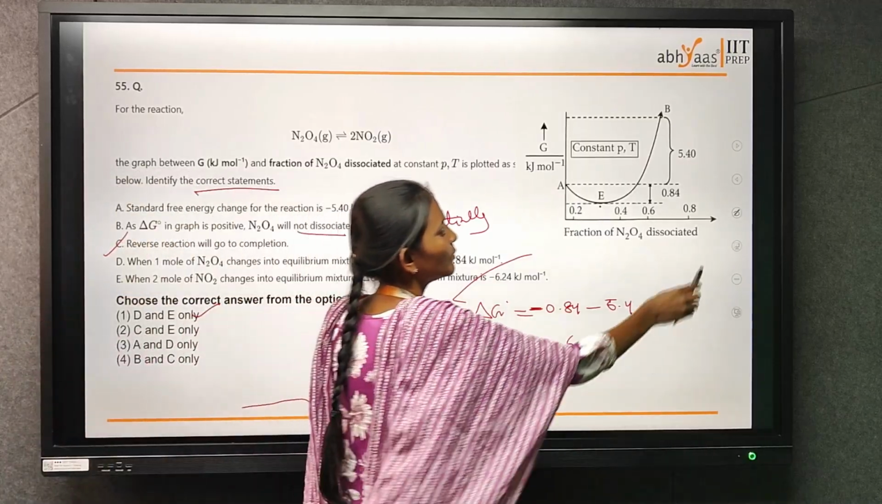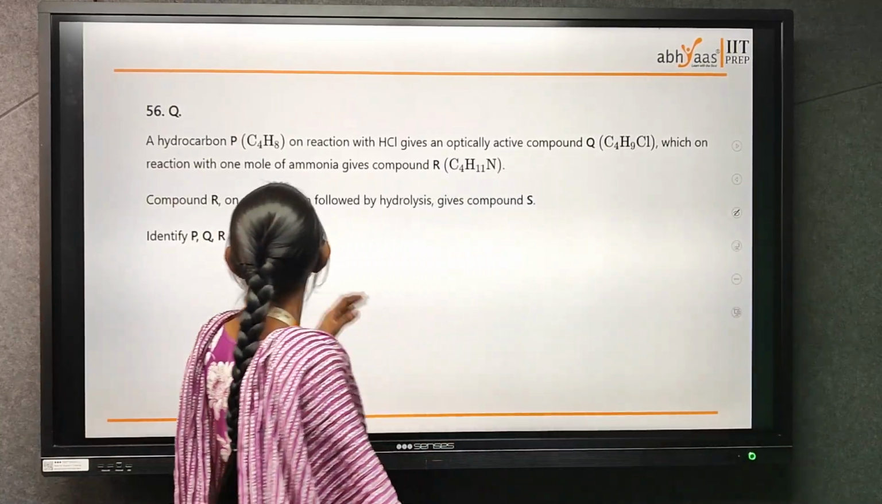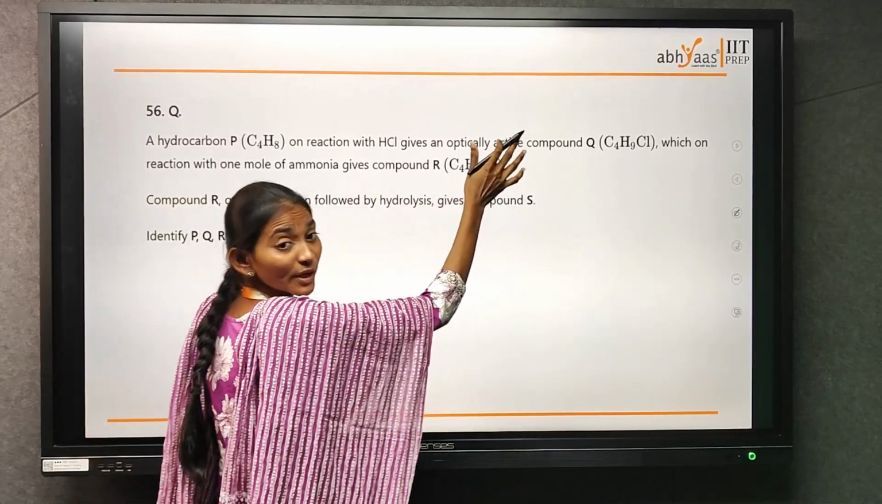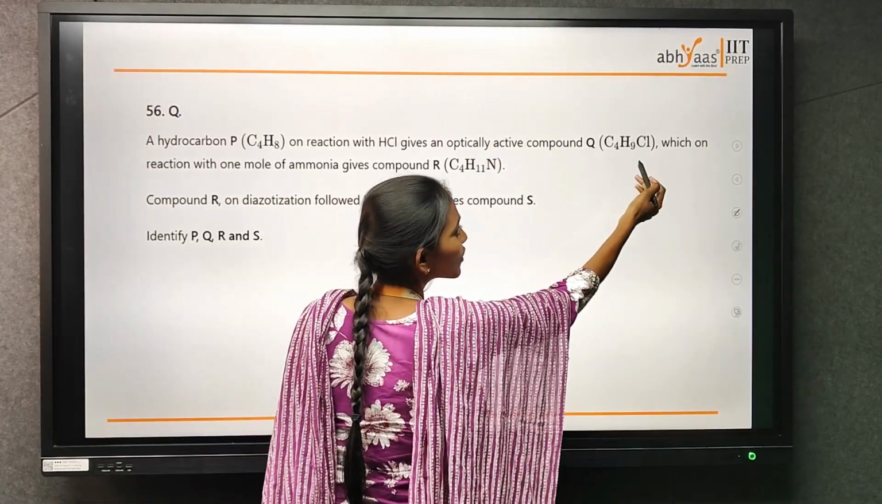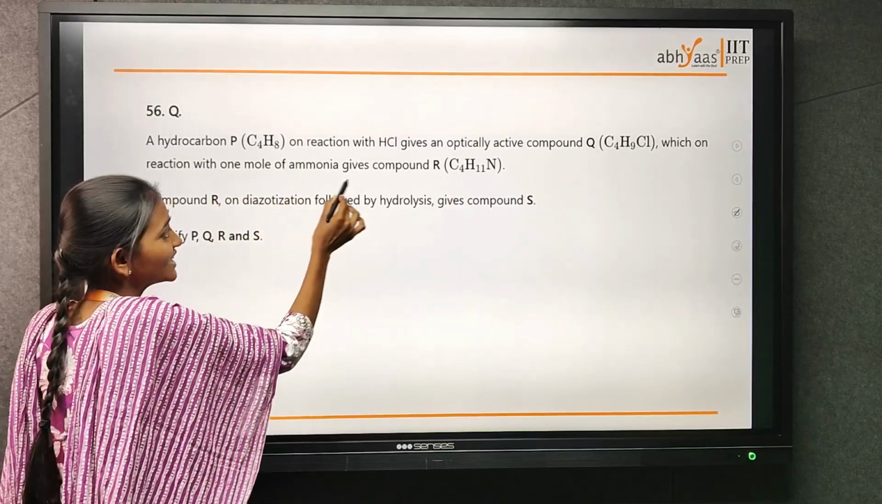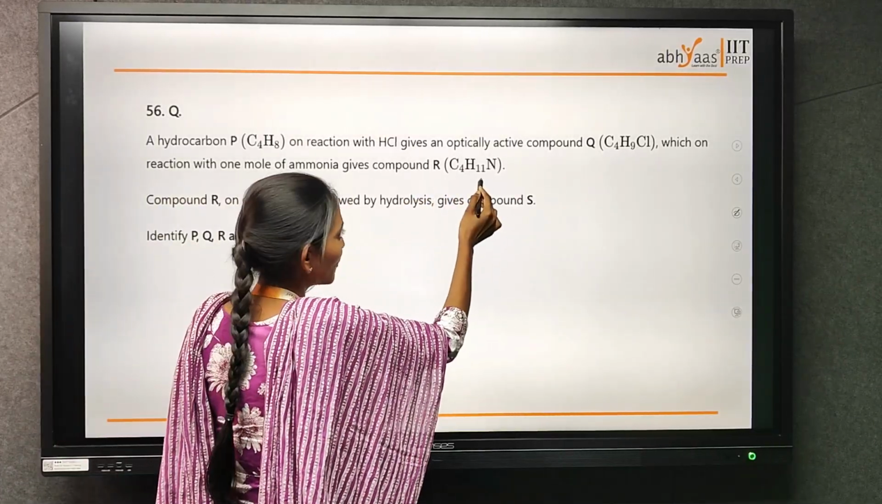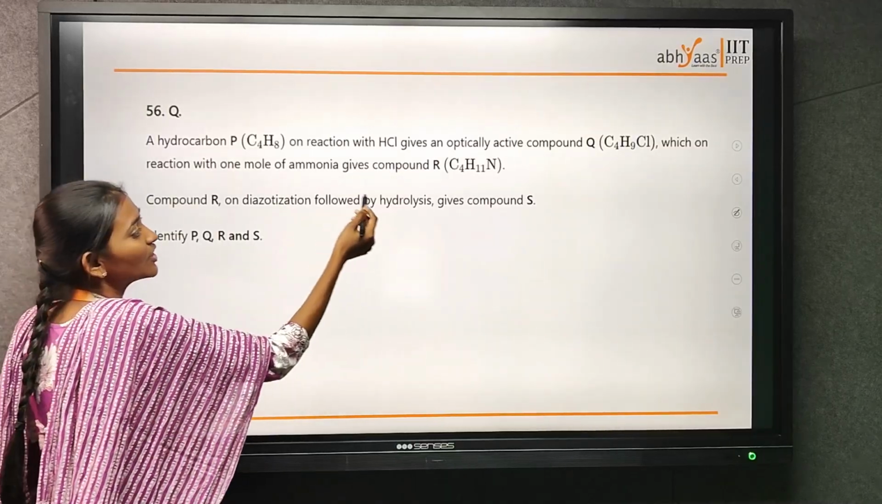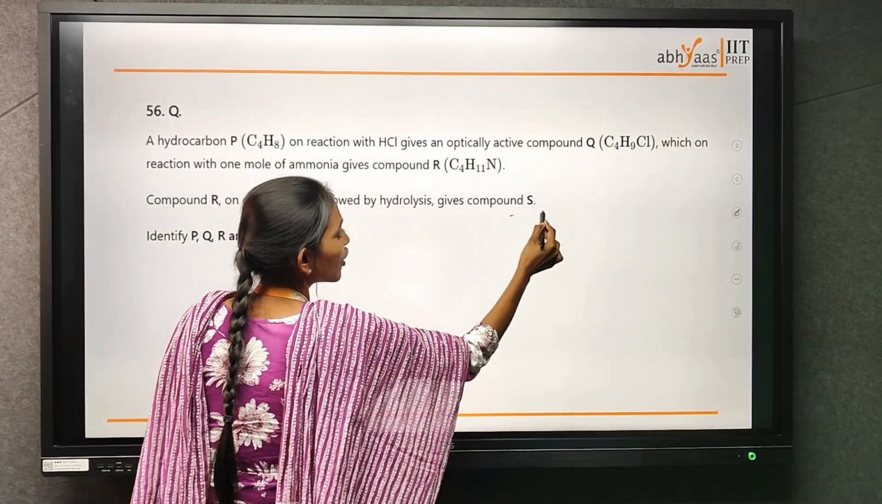Okay. Moving to next question. A hydrocarbon on reaction with HCl gives an optically active compound. Which on reaction with 1 mole of ammonia gives a nitrogen compound. And after that, after doing diazotization and hydrolysis, we are getting our compound S.